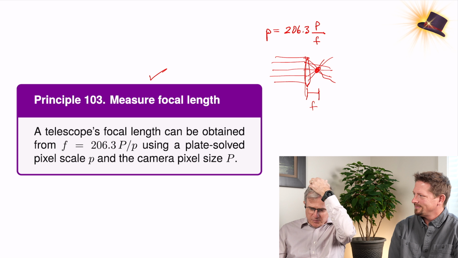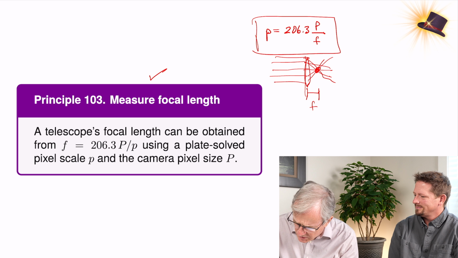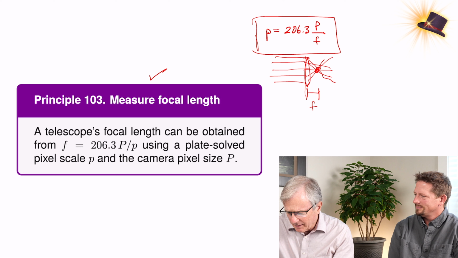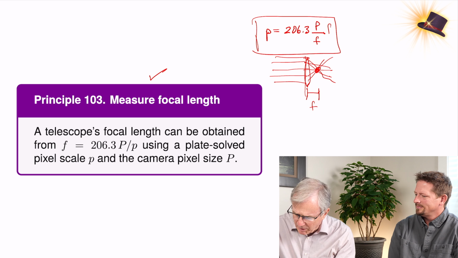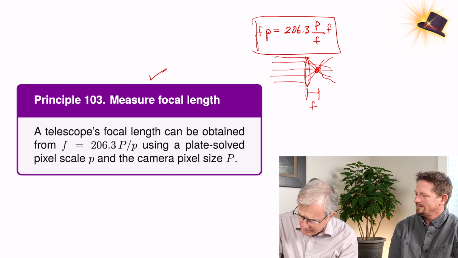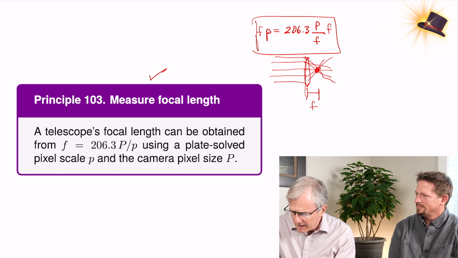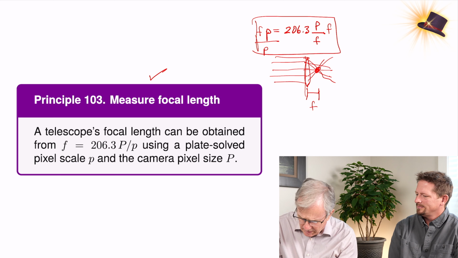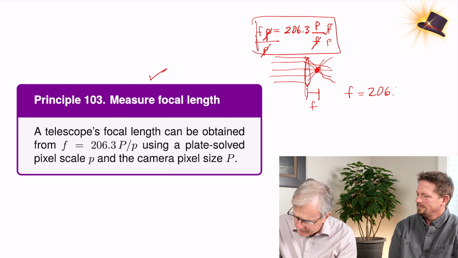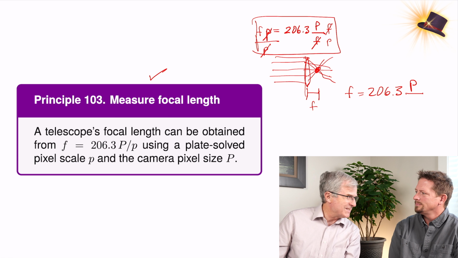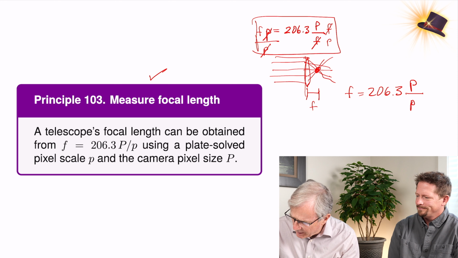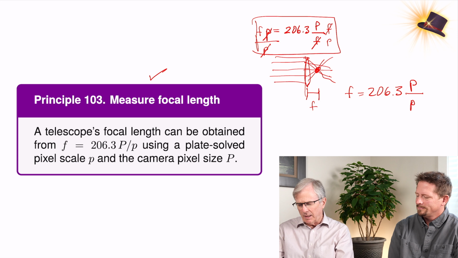Well, Michael Collins put his finger on it. He said, take this pixel scale equation and let's multiply both sides by f and divide both sides by little p. So then the f's cancel here, the little p's cancel here, and you end up with f is 206.3 times the big P, the pixel size, divided by little p, the pixel scale.